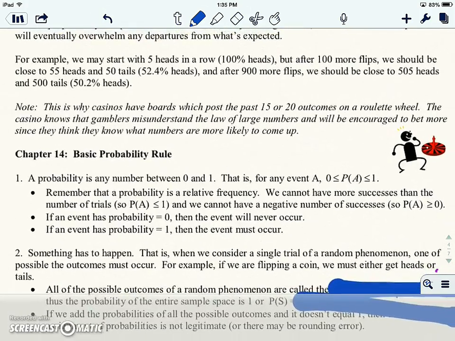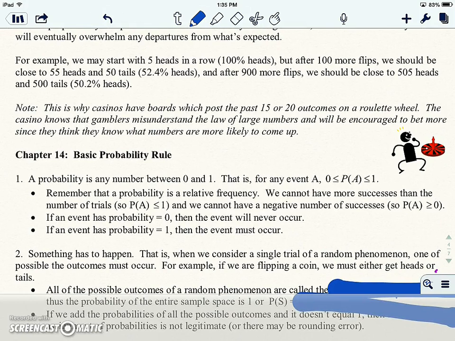This is why casinos have boards which post the past 50 or 20 outcomes on a roulette wheel. The casino knows that gamblers misunderstand the law of large numbers and will be encouraged to bet more since they think they know what numbers will be more likely to come up. For example, if a lot of reds have come up, they're more likely to bet a large amount on black, assuming it's time for a black to come up.